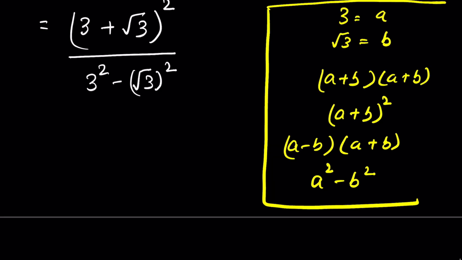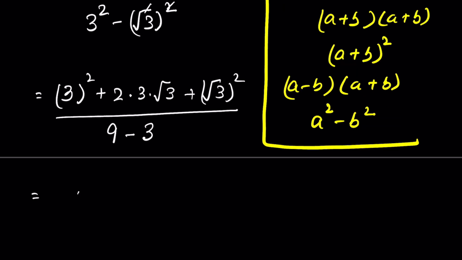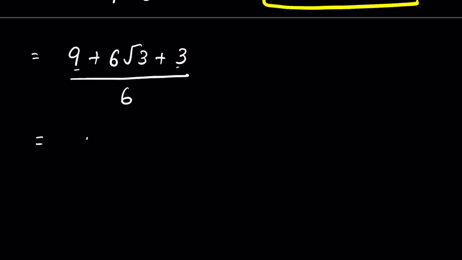Now a plus b whole square, we can expand as a square plus 2ab plus b square. So 3 square is 9, plus 2 times 3, which is 6, times square root of 3, plus we remove the square root with the square, so it is 3, upon 9 minus 3, which is 6. Now 9 plus 3 is 12, so 12 plus 6 times square root of 3 upon 6.